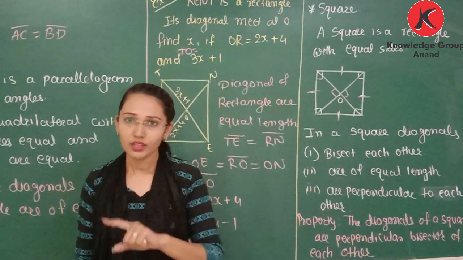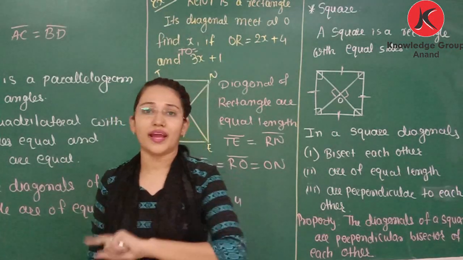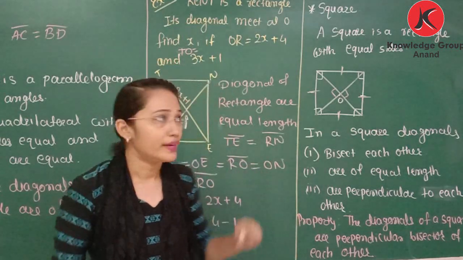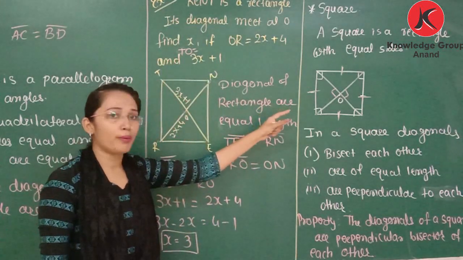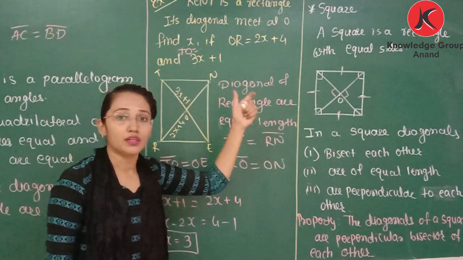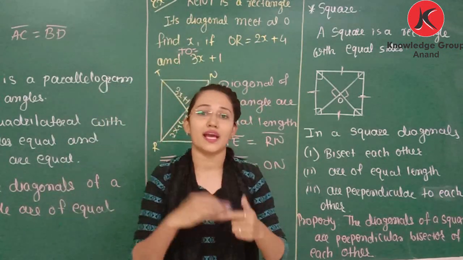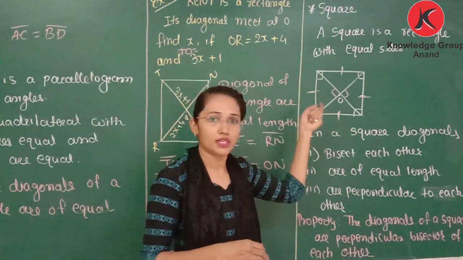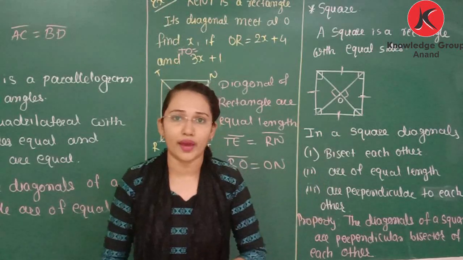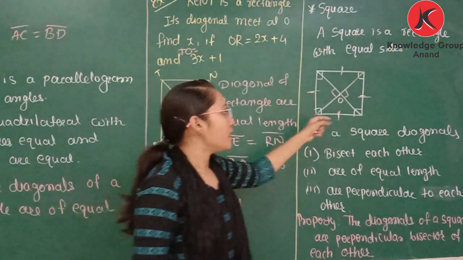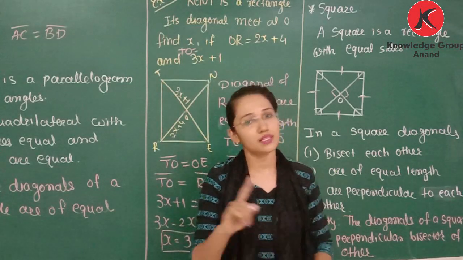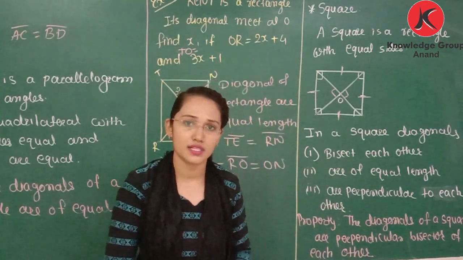Now square is a rectangle, but rectangle is not a square. Because what comes in a rectangle? All the diagonal properties of a square are in a rectangle, but for example in a rectangle, opposite sides are equal. In a square all sides are equal, that's why it is a rectangle. But rectangle is not a square. Why? Because in a rectangle all sides are not equal. That's why square is a rectangle, but rectangle is not a square.